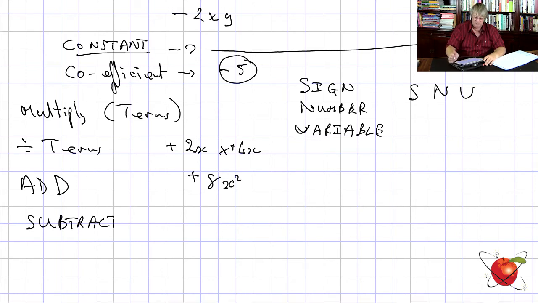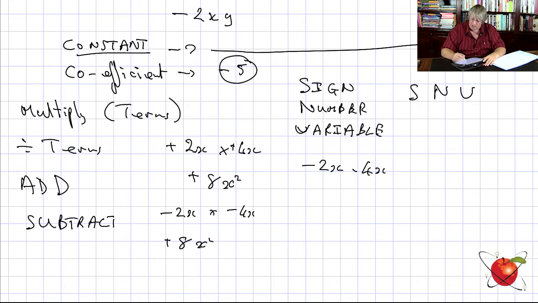Let's have a look at a different one. Minus 2x times minus 4x. Minus times a minus is a plus. 2 times 4 is 8. X times x, x squared. Let's have a look at this one. Minus 2x times 4x. Minus times a plus is a minus. 2 times 4, 8. X times x, x squared. Okay? Remember, x times x is x squared. Okay? So, we're always going to take that process.